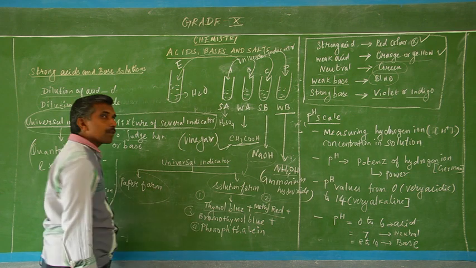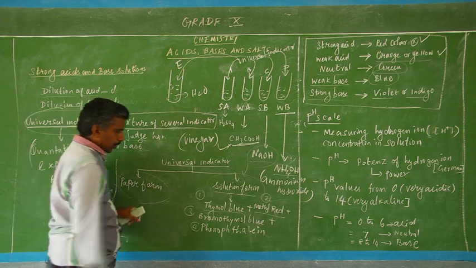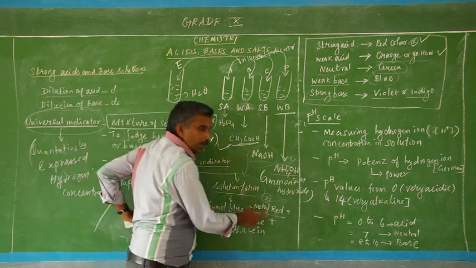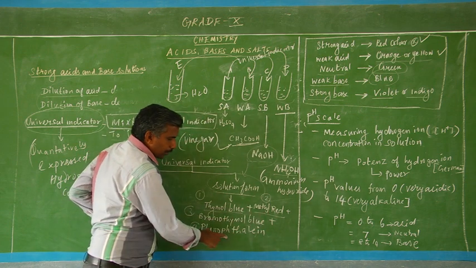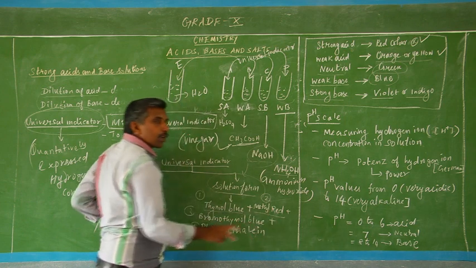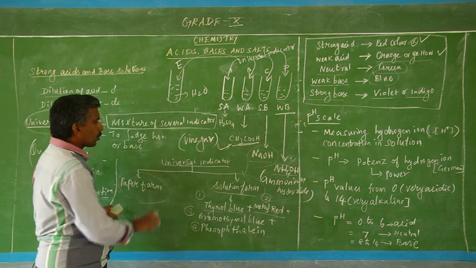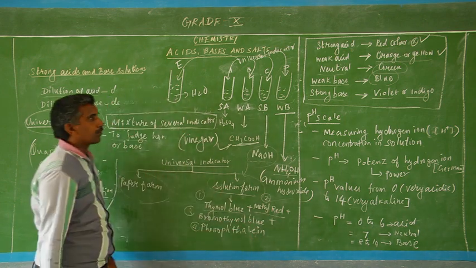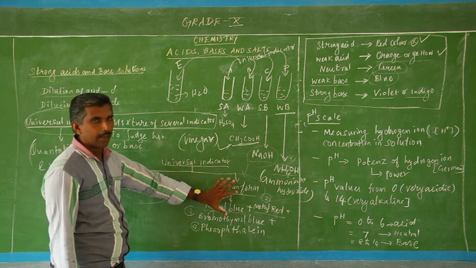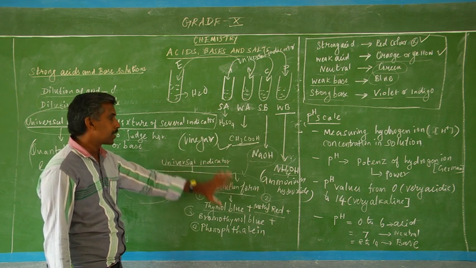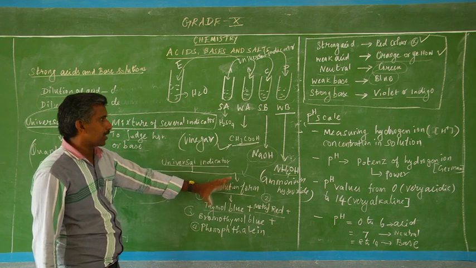In solution form, it is a mixture of many indicators. The first is thymol blue, the second is methyl red, the third is bromothymol blue, and the fourth is phenolphthalein. These four indicators are mixed in equal amounts to form the solution form. This indicator is used to find whether the given acid is strong or weak, or the given base is strong or weak.